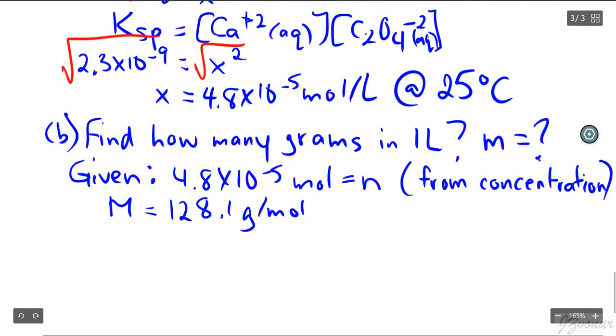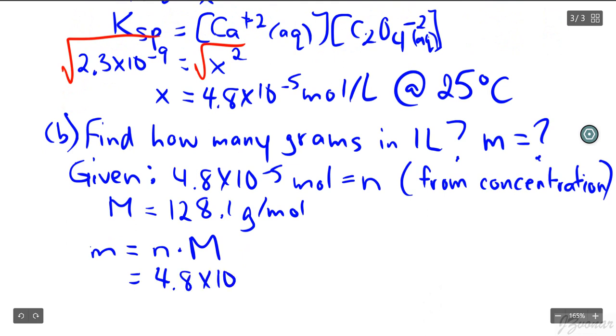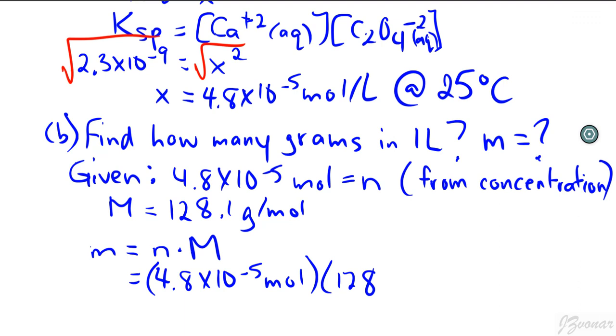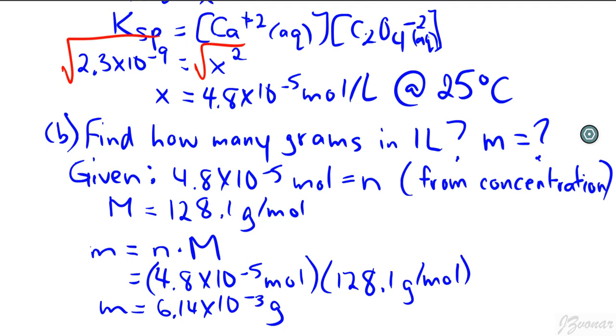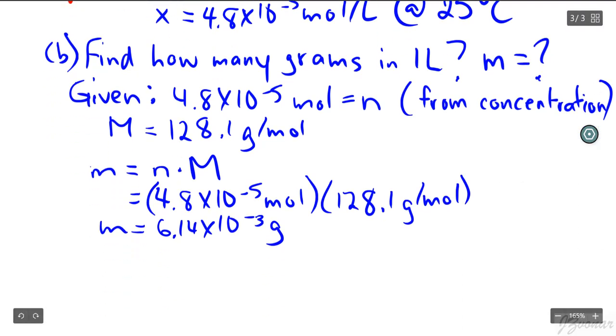Now I can find the mass. Okay, so mass, if you remember from grade 11, is number of moles times the molar mass. My moles is 4.8 times 10 to the negative 5 moles. And the molar mass I found for the calcium oxalate is 128.1 grams per mole. And when I work this out, I get an answer of 6.14 times 10 to the negative 3 grams. This represents the mass.